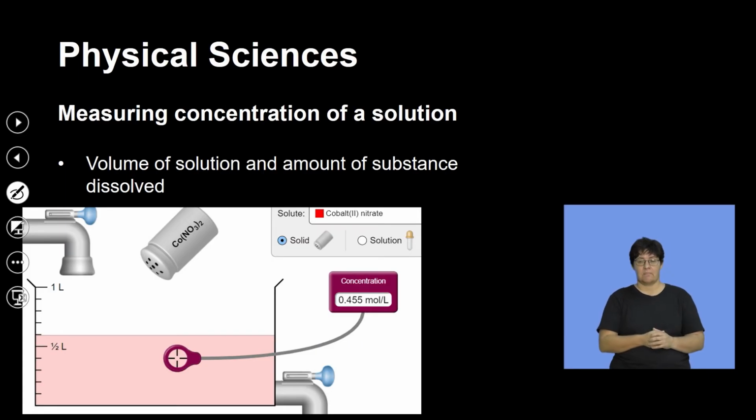So that's how, if we have the volume of water, because we know that C is equal to n over V, this is the volume of the solution in cubic decimeters. So that's our volume, right?